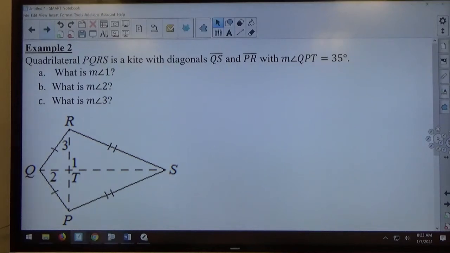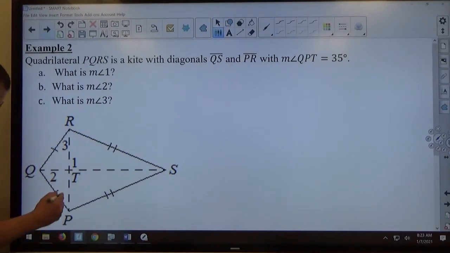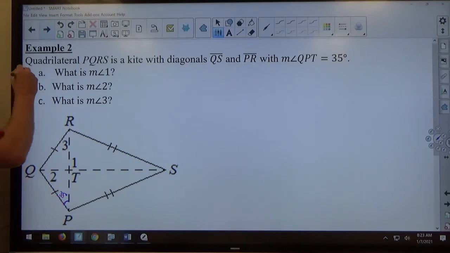Example 2, quadrilateral PQRS is a kite with diagonals QS and PR with measure of angle QPT is 35 degrees. So QPT, if we start there, QPT is right here. This angle here is 35 degrees. Okay. They give us the following words.